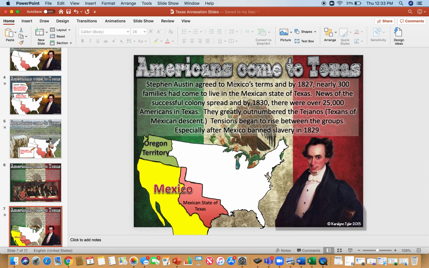So, Stephen Austin agreed to those terms, and by 1827, nearly 300 families had come to live in the Mexican state of Texas. So news of that successful colony spread, and by 1830, there were over 25,000 Americans in Texas. Remember, originally it was a Spanish territory, and only Mexicans were there. So they greatly outnumbered the Tejanos. Those were the Texans of Mexican descent, the original Mexicans that were there. So tensions began to rise between the groups. And this was especially after Mexico banned slavery in 1829.